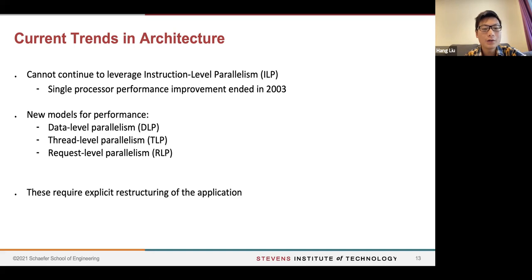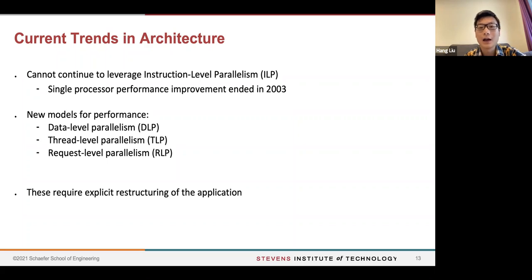Okay, the new models for improving performance are data-level parallelism, thread-level parallelism, and request-level parallelism. These parallelisms require explicit restructuring of the application, like what I mentioned for the algorithm, the programming interface, and the programming language implementation. You have to redo all those programs, like sorting, selection, multiplication, all those kinds of algorithms.